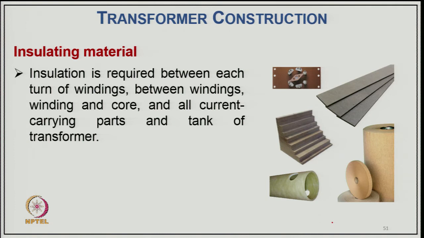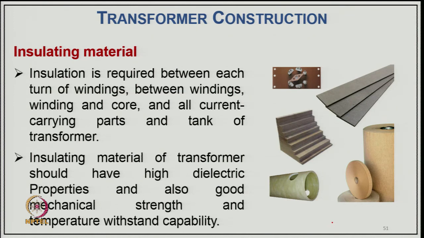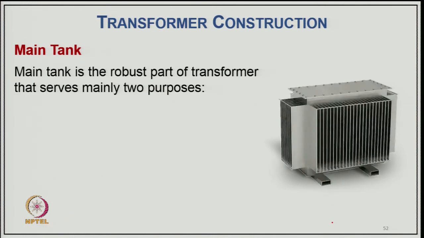You have an insulating material. Insulation is required between each turn of the winding, typically between the windings, winding and core, and the current carrying part and the tank of the transformer. So, you have different kinds of insulation in a transformer. An insulating material of a transformer should have a high dielectric property as well as good mechanical strength and temperature withstand capability.